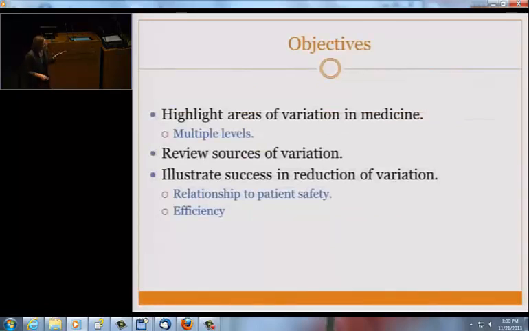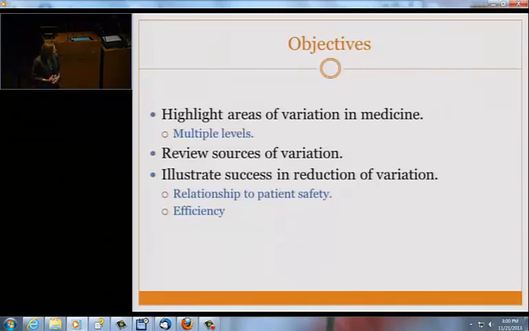I'm going to highlight the areas of variation in medicine. This happens on multiple different levels, and as we move forward here, I'll ask for some examples that you've seen in your own clinical work. We'll talk about what creates that variation, and then I'm going to give you some ways that people have been successful in reducing variation and how that's related to both efficiency and patient safety, things that we're certainly interested in.